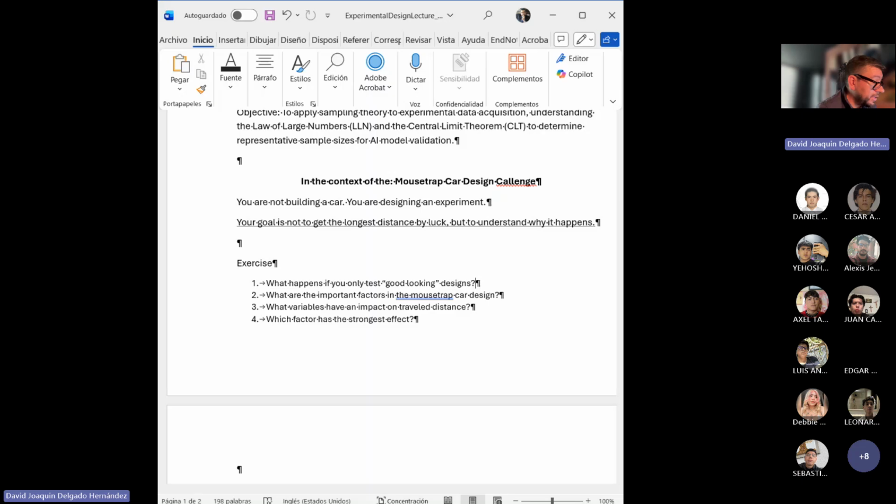And question number three, what variables have an impact on traveled distance? Yes, we identify variables like the wheels, the string, and the arm. Okay, and finally, which of these factors has the strongest effect on the distance, according to your experiment?